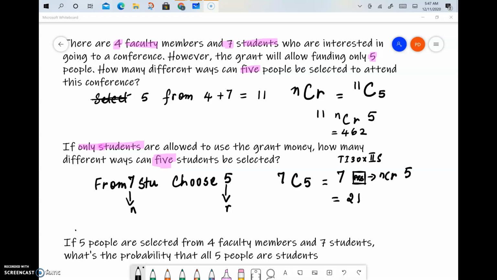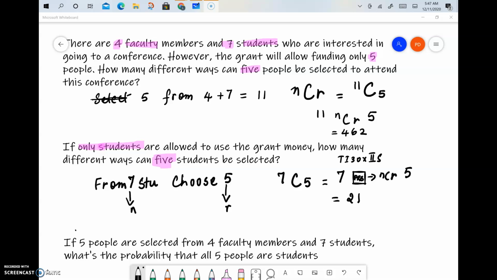So here there's no restriction at all. Any 5 people can be selected from the 7 plus 4, which is equal to 11 people. So select 5 from 11, no restrictions. Any of the 11 people can be selected, so it will be 11C5. Use your calculator and go 11C5, and that's equal to 462.